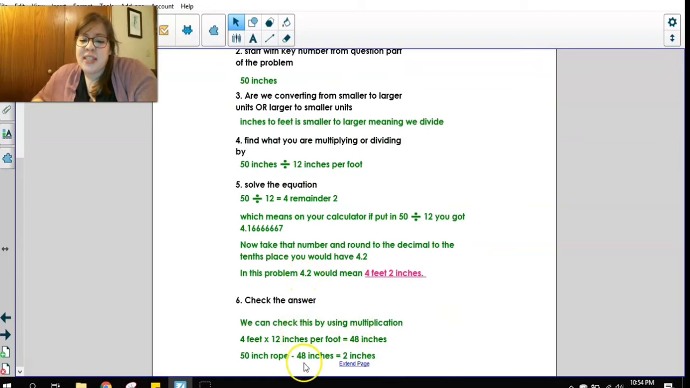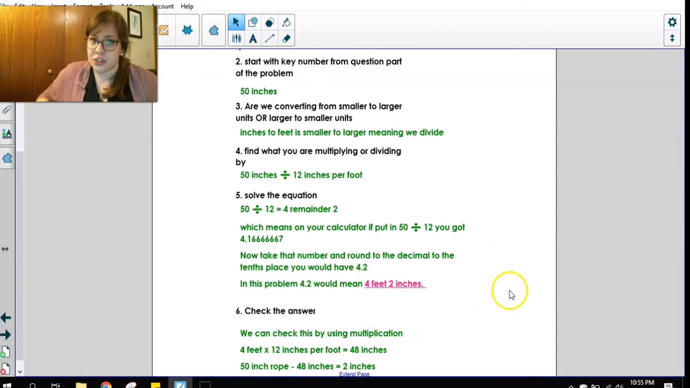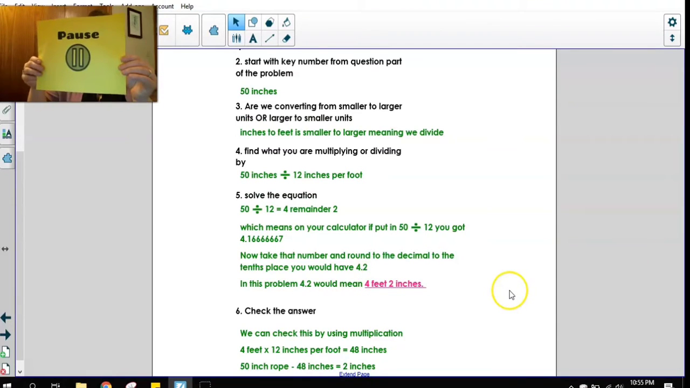You can double check this answer by multiplying. So you can take the 4 feet, because that was what we got when we put 50 divided by 12 in the calculator. The main number we got was 4. So you can take 4 feet and you're multiplying that by 12 inches per foot. So you know that in those 4 feet you have 48 inches. In the beginning, our key number we circled was 50 inches because that was the length of the rope. So then you would take 50 inches minus 48 inches, which gives you 2 inches left over. So your answer for this problem is 4 feet and 2 inches. You can pause the video now to record your answer.